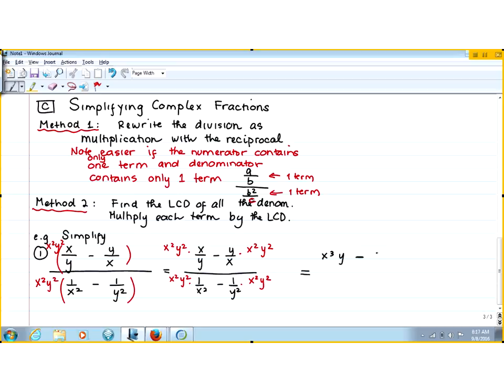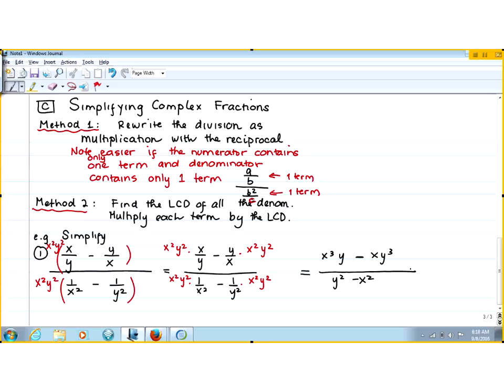Yes, so one of the x's cancels, so you have xy cubed. That's what you have on top, and this is over 1, but we don't write the over 1. Okay, this is x cubed y over 1, xy cubed over 1, but we don't write it. What about the bottom? The x squared cancels, so y squared times 1, y squared over 1, we don't write over 1, minus x squared.